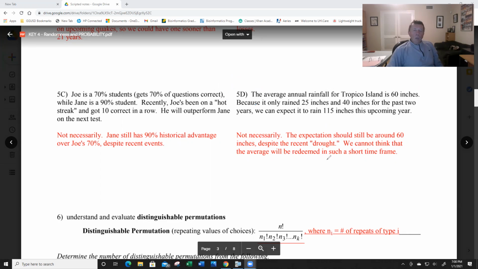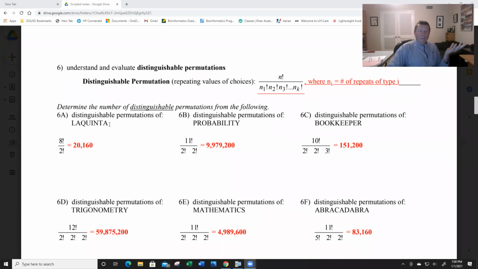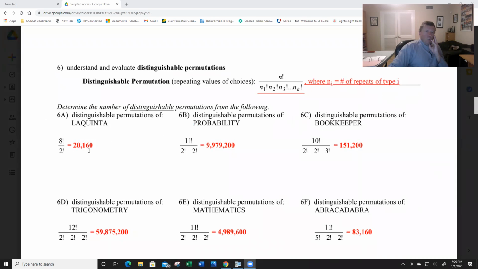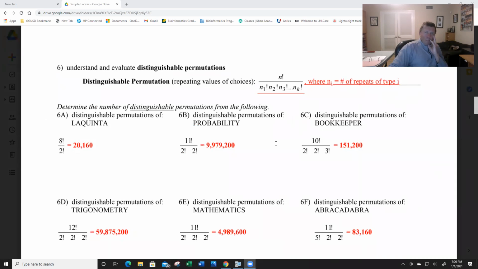All right, next one, distinguishable permutations. You've probably done this before, and you got this crazy formula here, but basically you just can't mix these letters up and say, okay, it's 8 factorial, because there's a couple of A's that messes it up. And so that's why it's divided by 2 factorial.